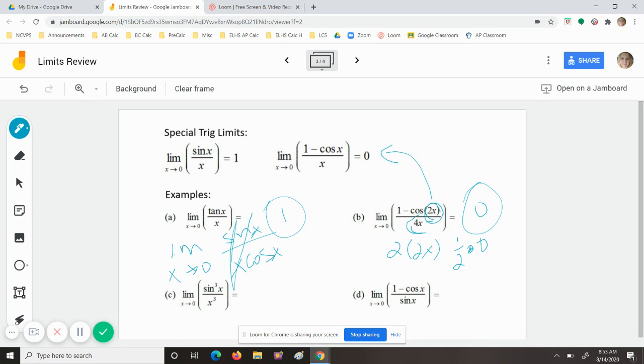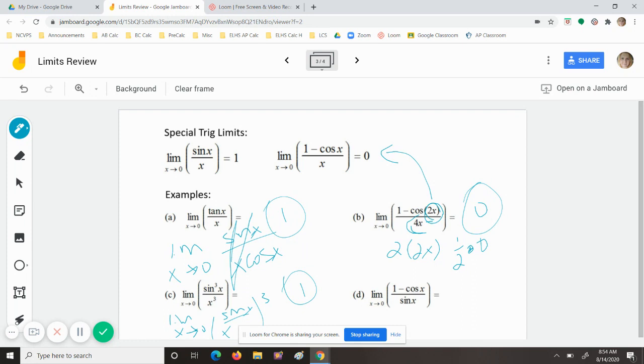Take a look at C. Limit as x approaches 0 of sine cubed x over x cubed. Think about how we could rewrite that. That's sine of x over x all cubed. Well, limit as x approaches 0 of sine of x over x is 1. So this is 1 cubed, which would be 1.